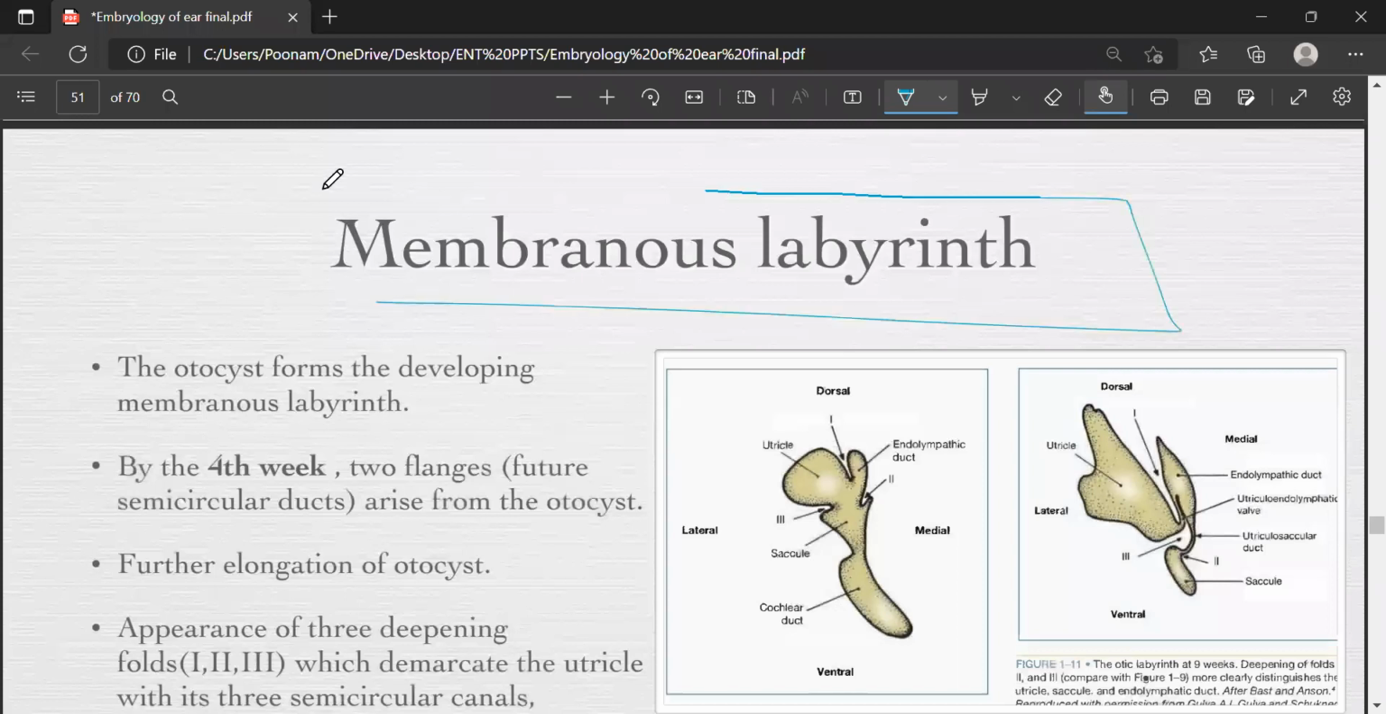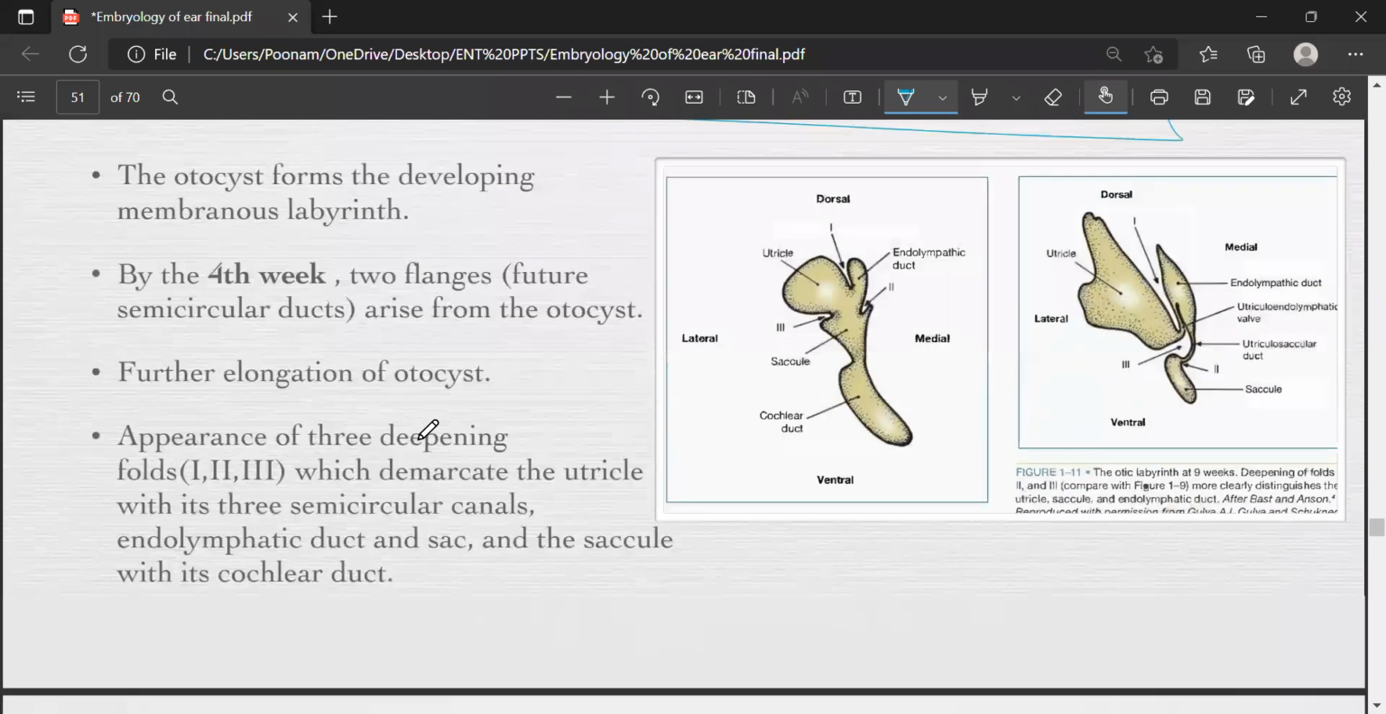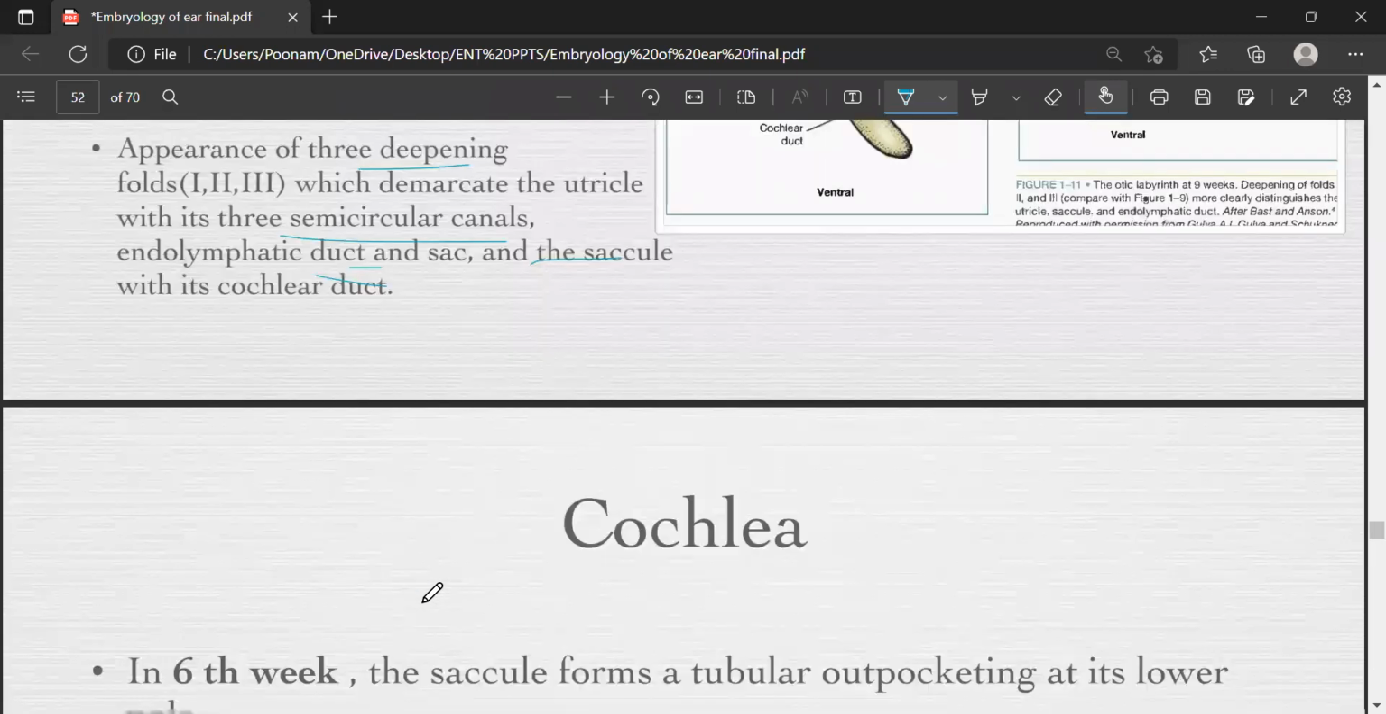Coming to the membranous labyrinth, the otocyst forms the developing membranous labyrinth. By the fourth week, two flanges, which are the semicircular canals, arise from the otocyst. Further elongation of the otocyst, appearance of three deepening pouches as shown in this photograph, demarcate the utricle and its three semicircular canals, endolymphatic duct and sac, and saccule versus cochlear duct.